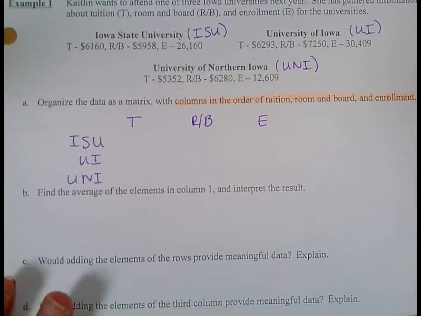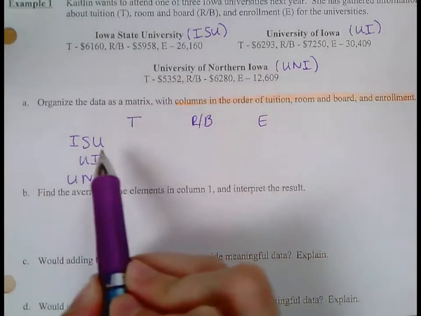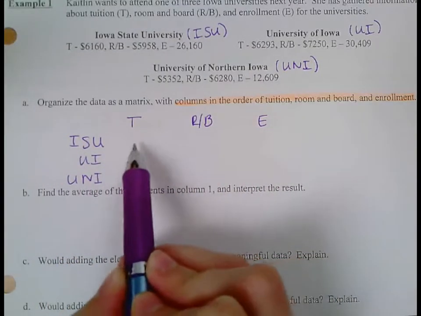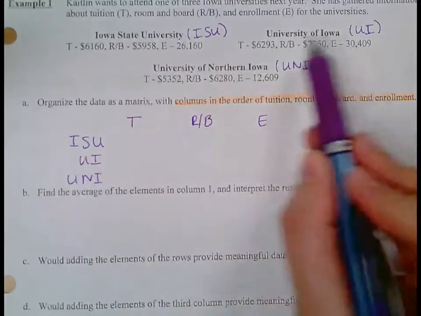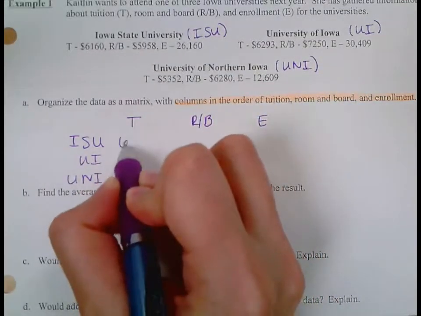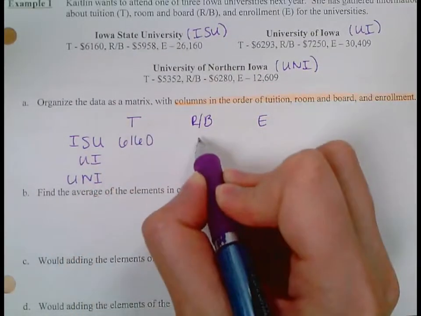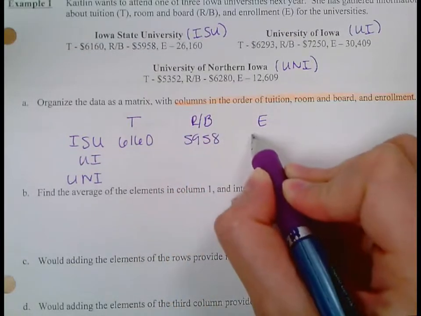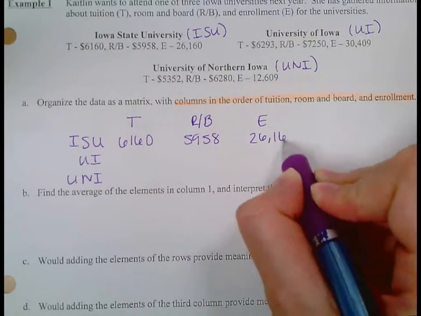All right, so if I just start filling this in, I'll fill in all of Iowa State University's information first. So their tuition, I'm getting this information from above. Their tuition is $6,160. Room and board is $5,958. And enrollment is $26,160.